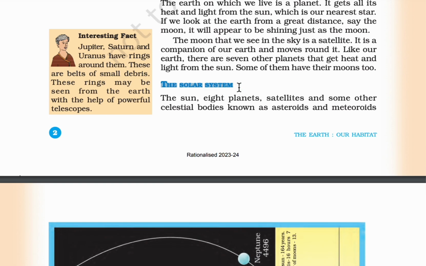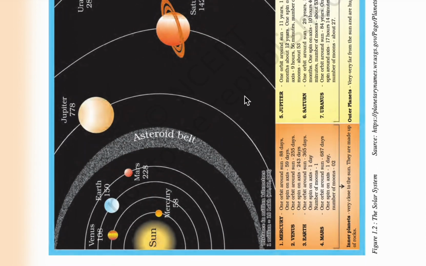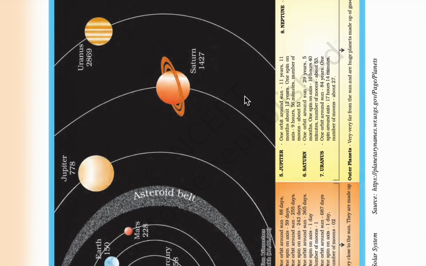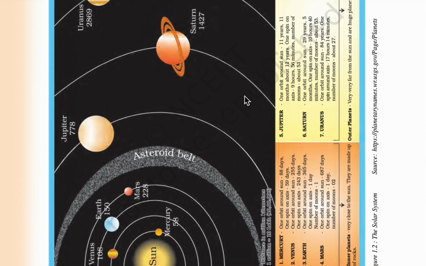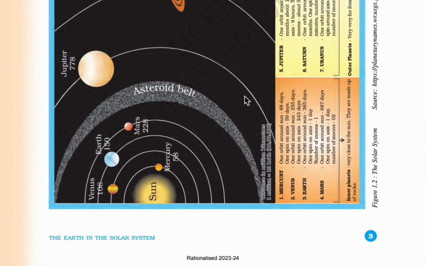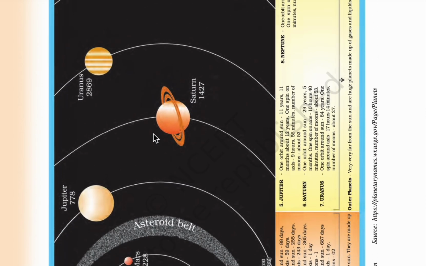The sun, along with the 8 planets, satellites, and other celestial bodies like asteroids and meteoroids, forms the solar system. So this is the solar system. The sun is 150 million kilometers away from the earth. The 8 planets are Mercury, Venus, Earth, Mars, Jupiter, Saturn, Uranus, and Neptune.